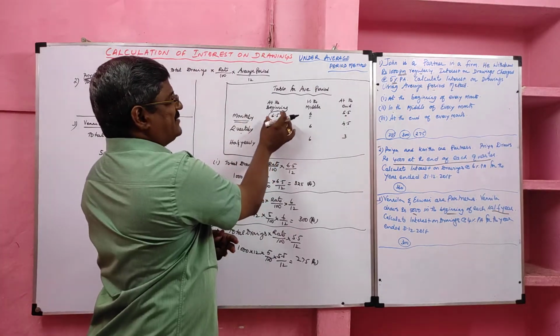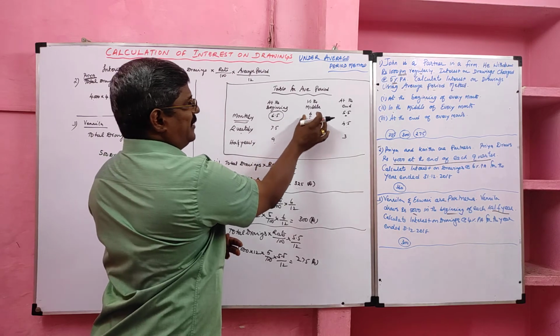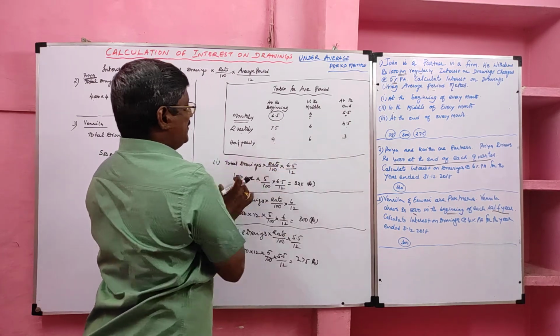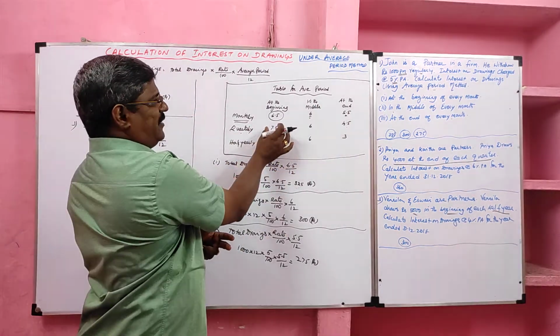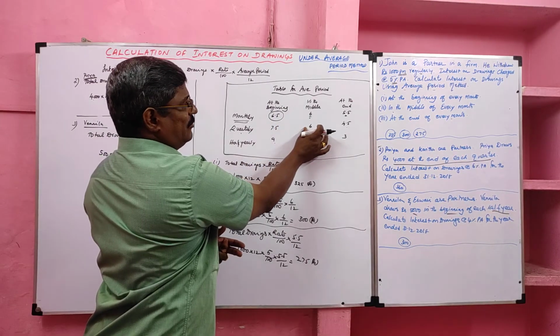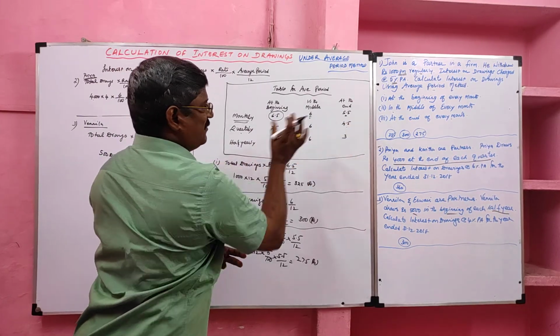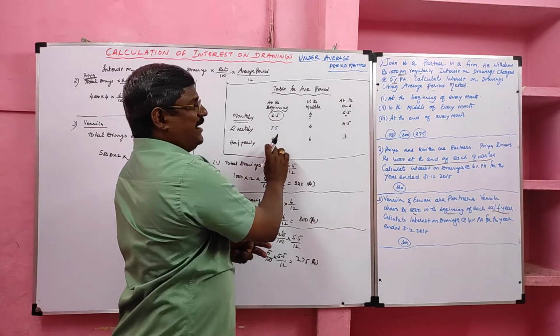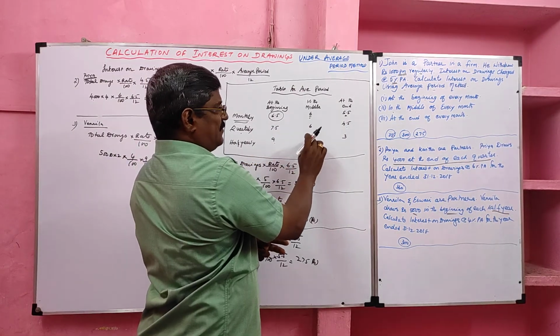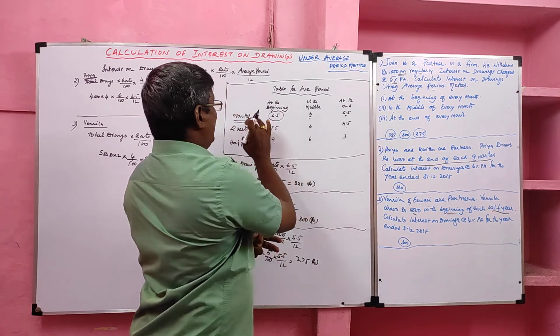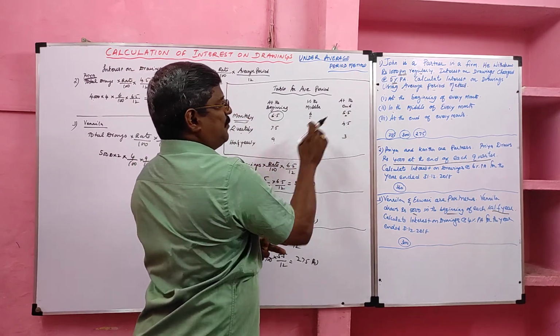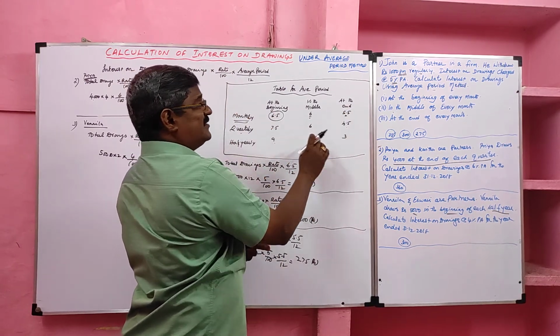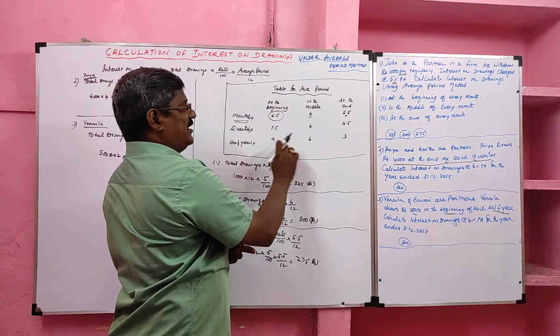So monthly start with 6.5, reduce 0.5, then from this reduce 0.5 you will get this. So quarterly starts with 7.5, reduce 1.5 you will get this value. From this reduce 1.5 you will get this value. Then half yearly start with 9, in the middle reduce 3 you will get 6. From this you reduce 3. So in case of monthly the difference is 0.5, in case of quarterly the difference is 1.5, if it is half yearly the difference is 3.